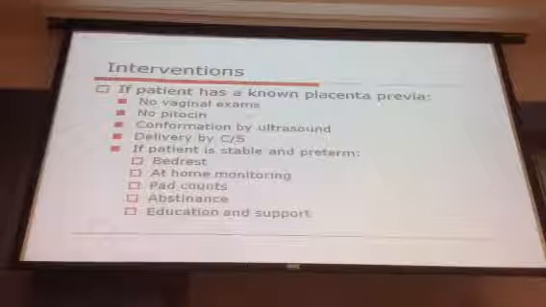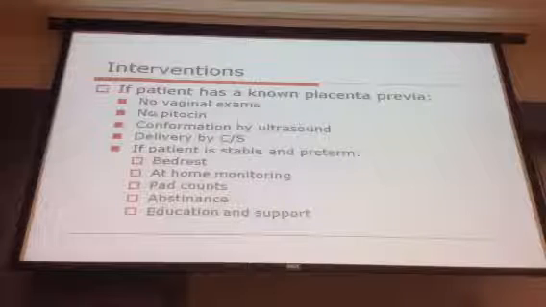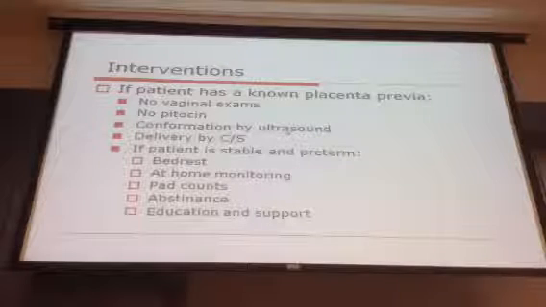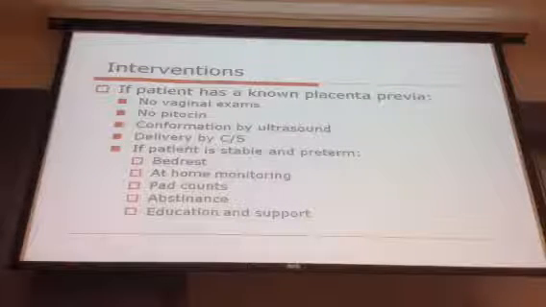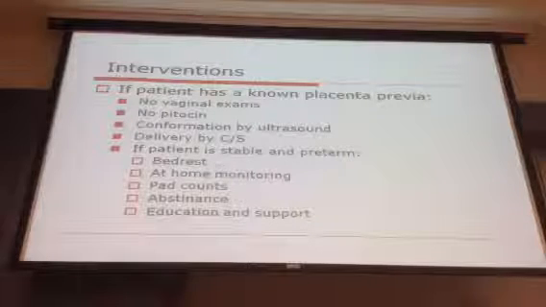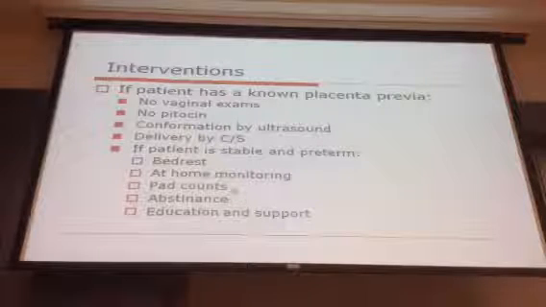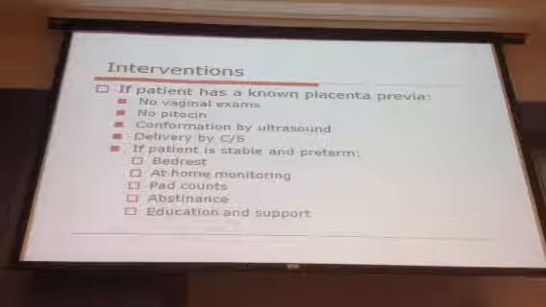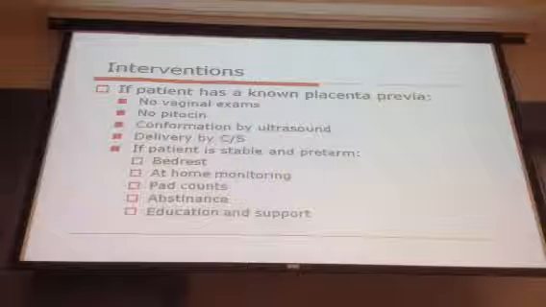So again, top of the list, no vaginal exams. No Pitocin. We don't want to stimulate contractions, so we're not going to stimulate contractions with Pitocin. Typically, it's going to be confirmed by ultrasound. Typically, she's going to be delivered by cesarean section. And if she's bleeding, then she may be on bed rest at home. She may have monitoring to make sure the fetus is okay. She may be told she needs to count how many pads she changes in a day and how much bleeding's on them. She may be told she needs to sexually abstain. She's going to be given lots of education and support.